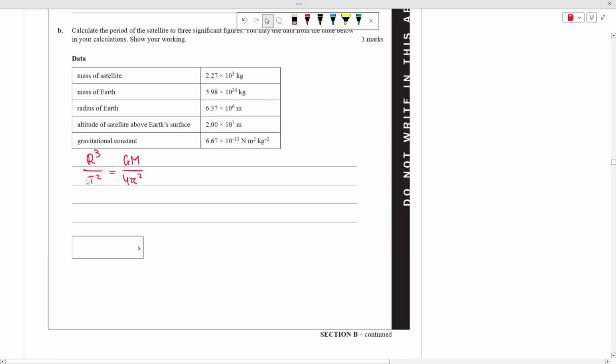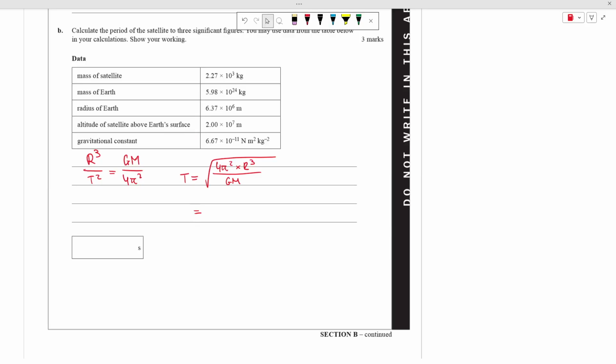All right. Now T is the period, so we're solving for T. T equals the square root of 4 pi squared times r cubed over GM.